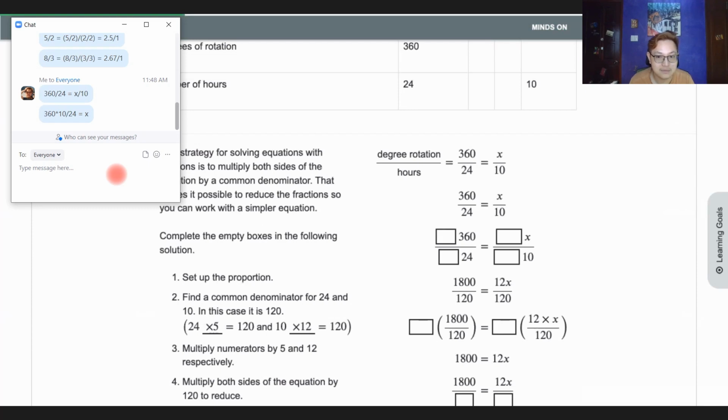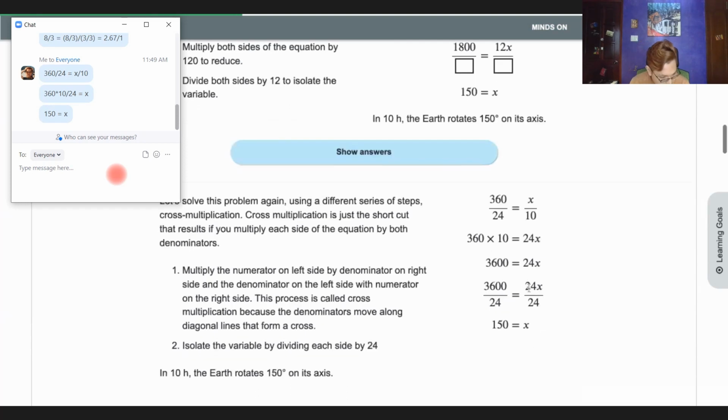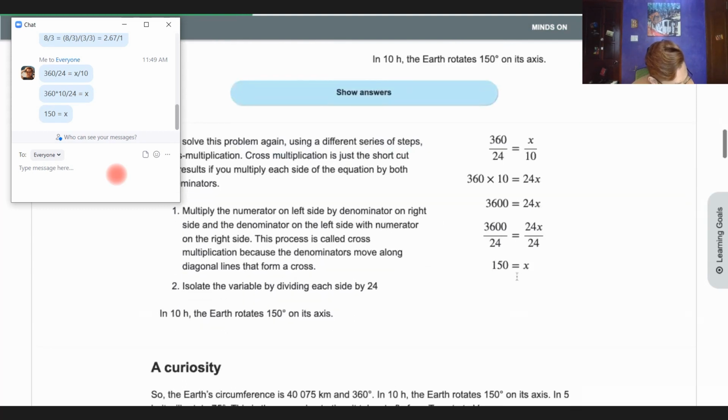So 360 times 10 divided by 24 is 150. So it's the same answer, just a different way to approach it. Yeah, there are many ways to solve it. Of course, that's why it's math. There's no rigid way to solve anything. Yeah, there are many ways to solve math.